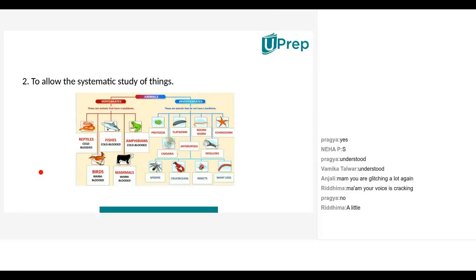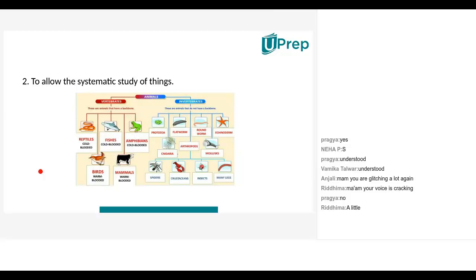Ma'am, in the given figure in invertebrates, there is something in the last line called crystal, something like that. What is that? After spider? Crustaceans. Crustaceans, they come under things like scorpions. Okay, ma'am.